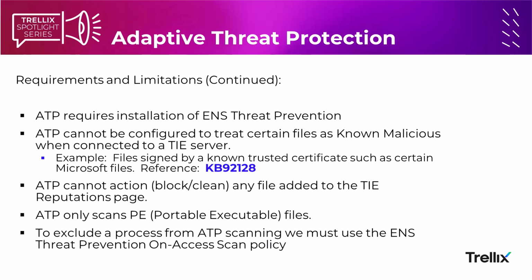The other, I have this in the requirements and limitations section because it's important to call out. The ability to exclude something from ATP actually comes from us editing the Threat Prevention on-access scan policy. And I will show everybody that within EPO. I get it. It sounds weird. Why are we modifying Threat Prevention's OAS policy? Thought that had nothing to do with ATP. That's true. But ATP is designed to pull exclusions that are added into the on-access scan policy, specifically the standard tab. And I will show everybody that within EPO when we get into EPO.